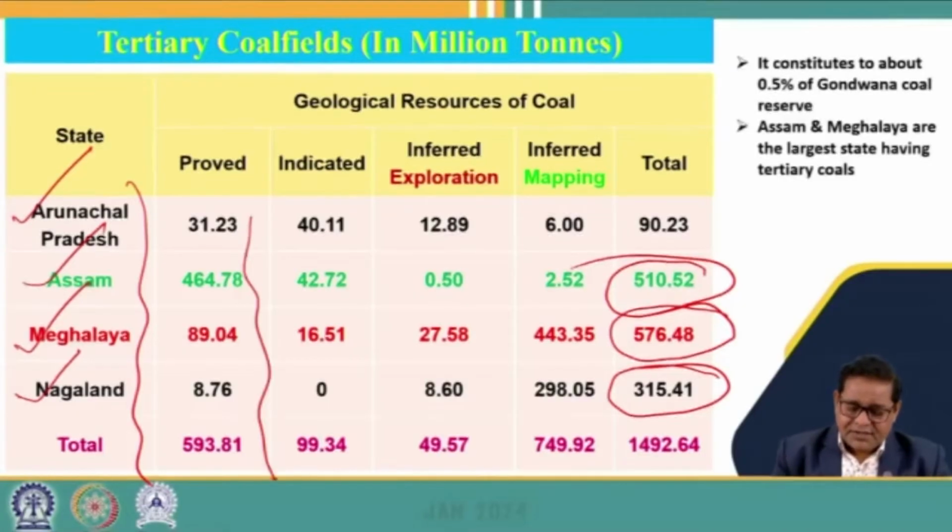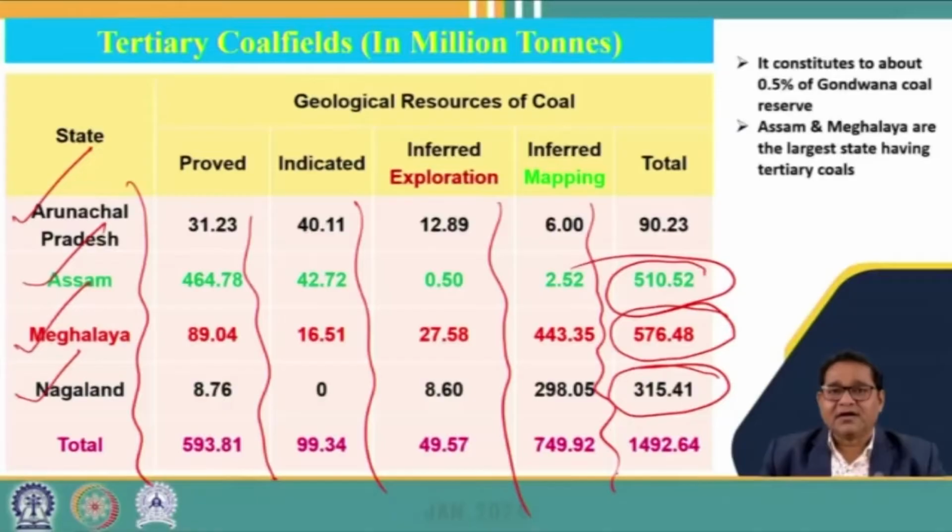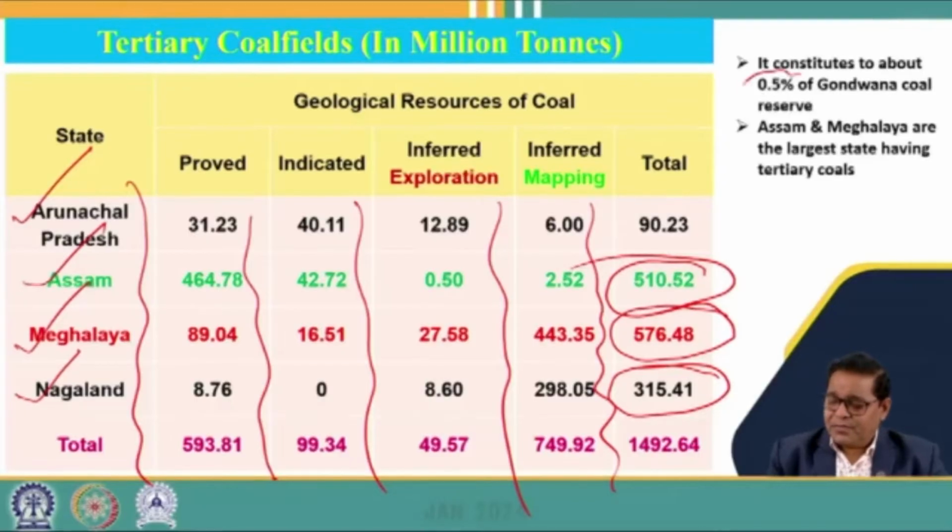Here again we have different categories: proven, indicated, and then inferred, which is under exploration. And then this is another category where mapping is done but exploration is yet to be carried out. And if we see overall the total coal reserve of the two types, that is the Gondwana coal field and the tertiary coal field, we find that a very small amount of tertiary coal is available, approximately 0.5% of the total Gondwana coal reserve available in our country.